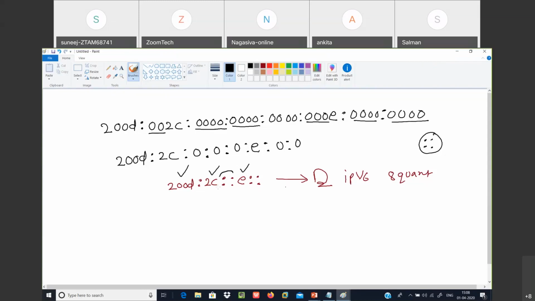In the double colon. But in my example, here we have a double colon. Here also we have what? Double colon. Then how can my PC understand where exactly the 5 fields are? There is a chance the device can understand. Here maybe 2 zeros, here maybe 3 zeros. Maybe here 3 zeros, maybe here 2 zeros, right? The device will get confused. So this is an invalid IPv6 address.